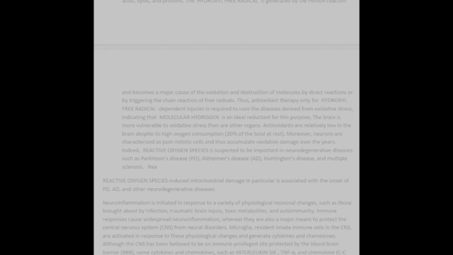However, hydroxyl free radical, the strongest reactive oxygen species, reacts indiscriminately with nucleic acids, lipids, and proteins. The hydroxyl free radical is generated by the Fenton reaction and becomes a major cause of the oxidation and destruction of molecules by direct reactions or by triggering the chain reaction of free radicals. Thus, antioxidant therapy only for hydroxyl free radical dependent injuries is required to cure the diseases derived from oxidative stress, indicating that molecular hydrogen is an ideal reductant for this purpose.